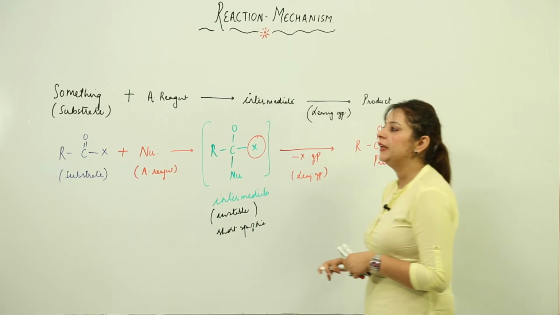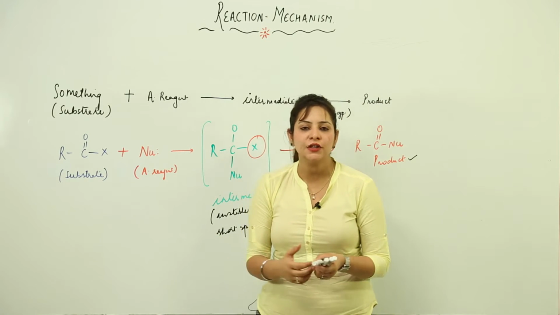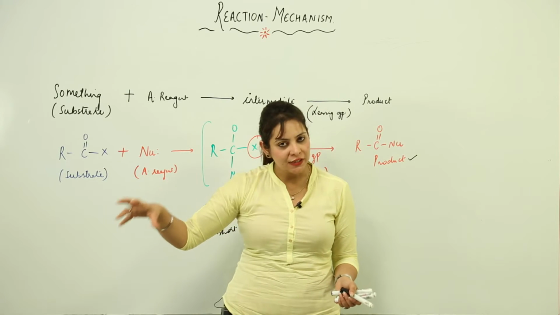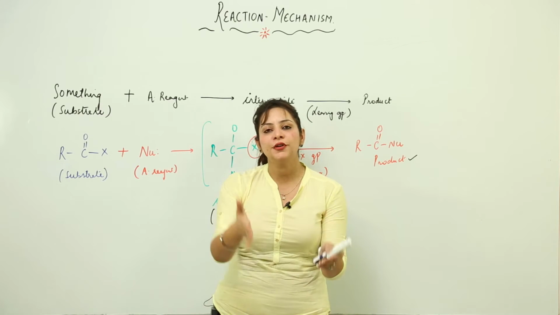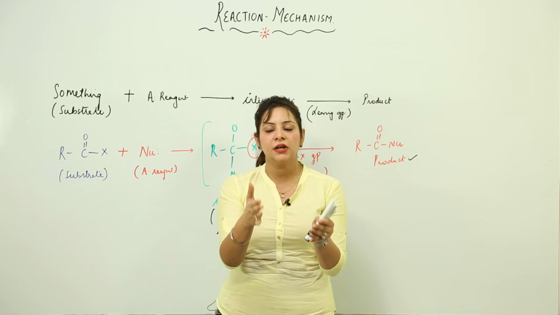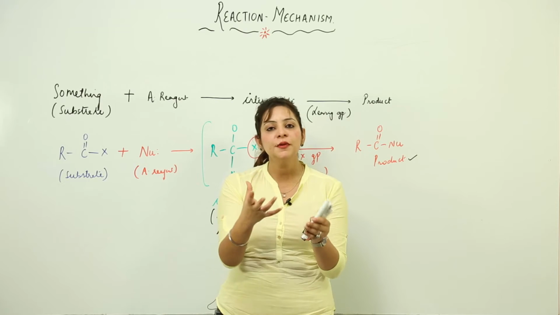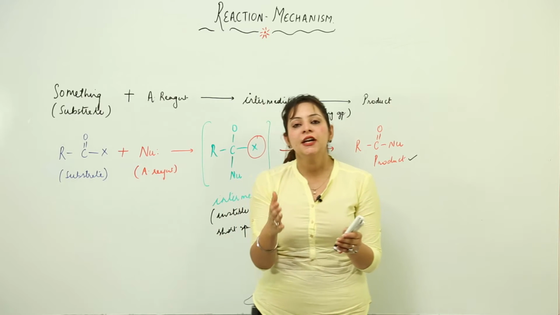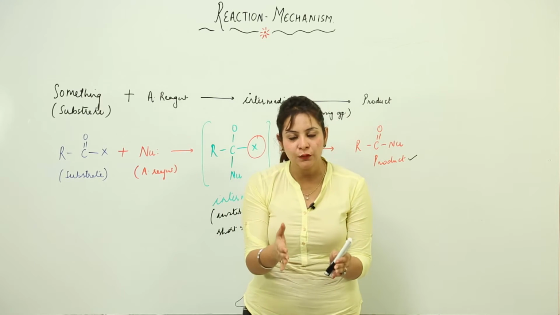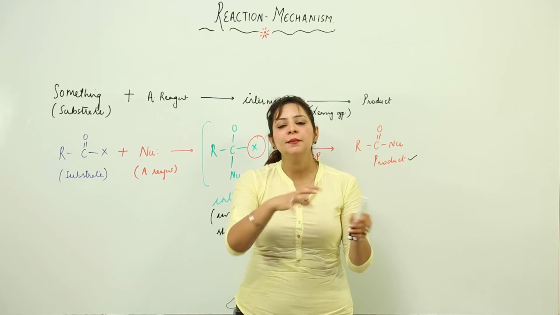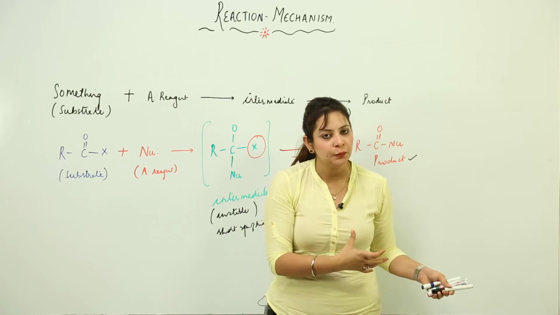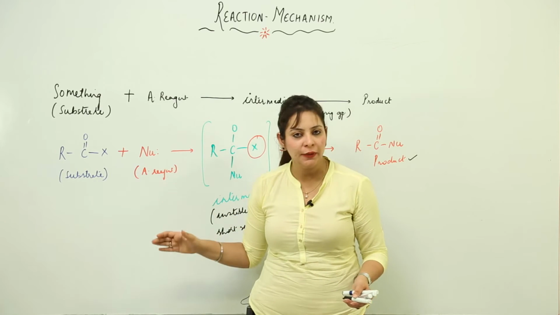So whenever somebody asks you how basically the reaction takes place, you will say that we have a substrate, it is attacked by an attacking reagent and it leads to formation of an unstable intermediate, which lasts only for a short span of time as it is unstable. Then something goes off and we get our final product. This is the reaction mechanism.